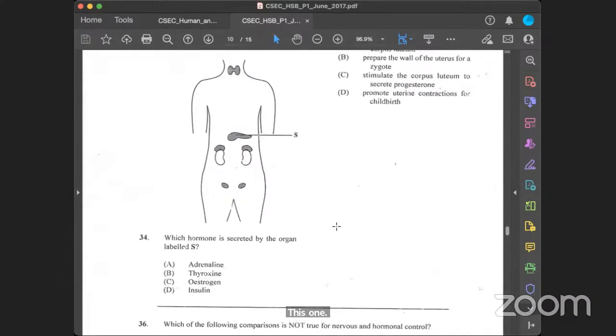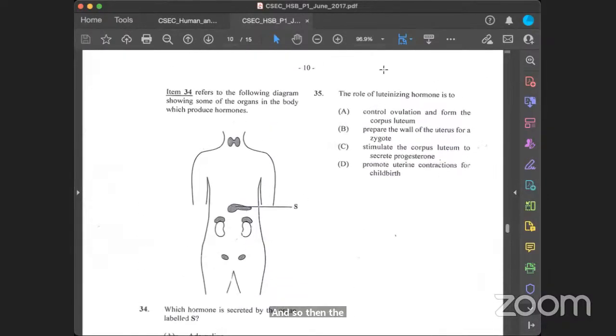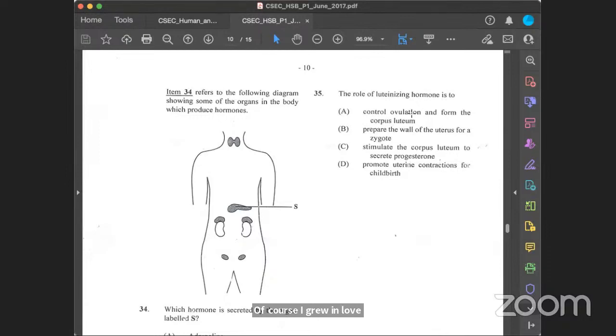34. S is the pancreas, so it secretes what? Insulin. D. Good. 34D. 35. Luteinizing hormone does what? Who remembers this? Of course, I remember. C.